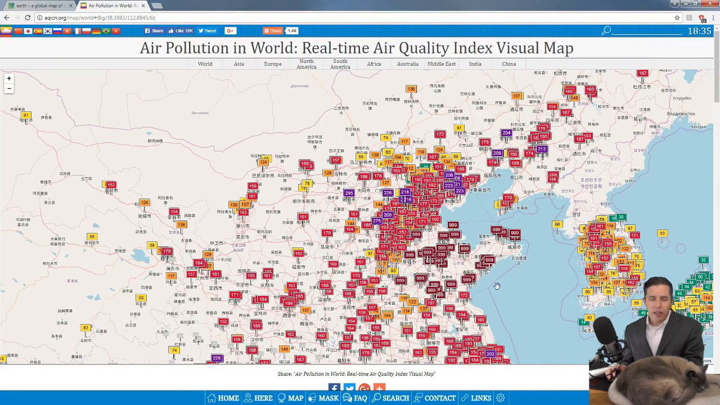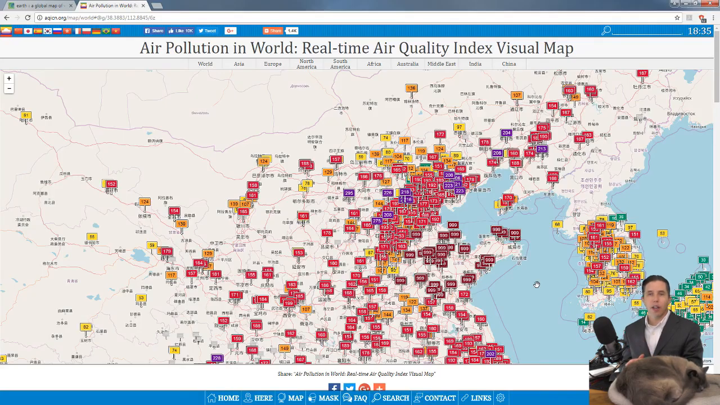And in fact, if you look at these, if you can read it, it says 999. That means the pollution is so bad it's clear off the scale. So when they invented the AQI scale, it only went from 0 to 500. And there are air pollution monitors in China that routinely report air pollution over 1,000.